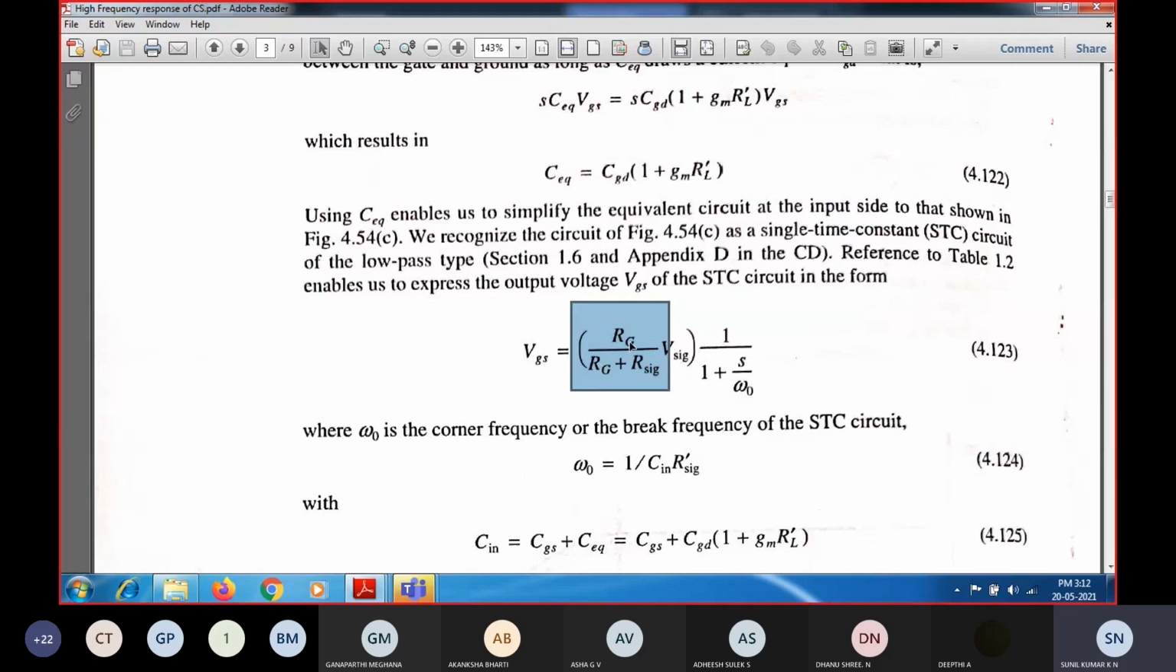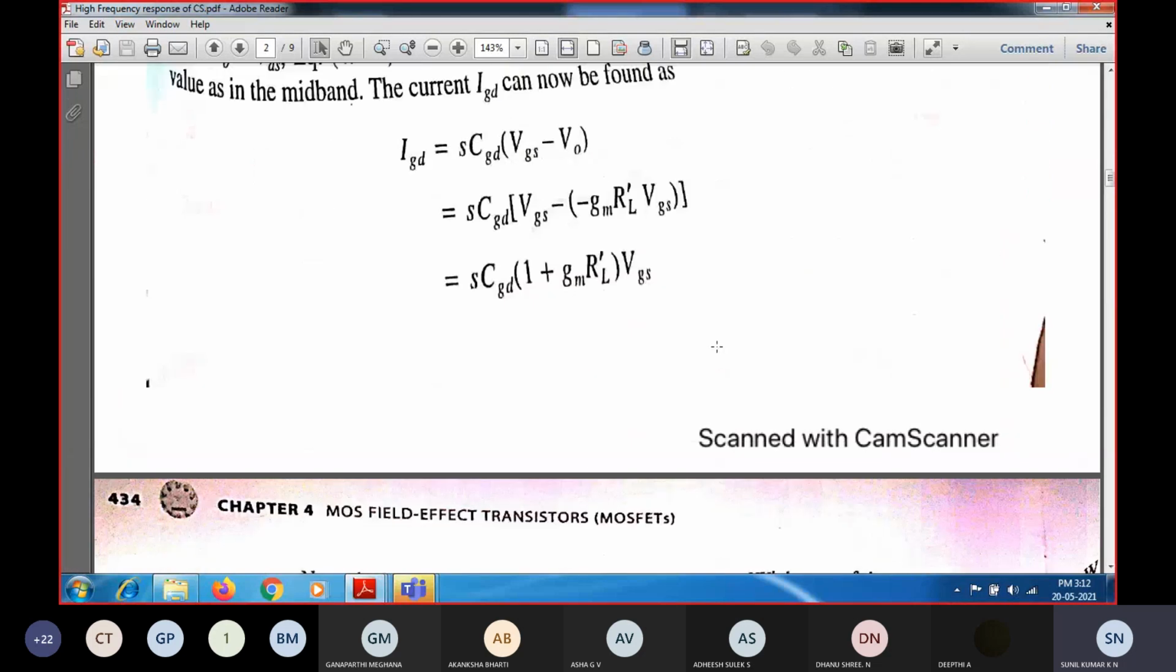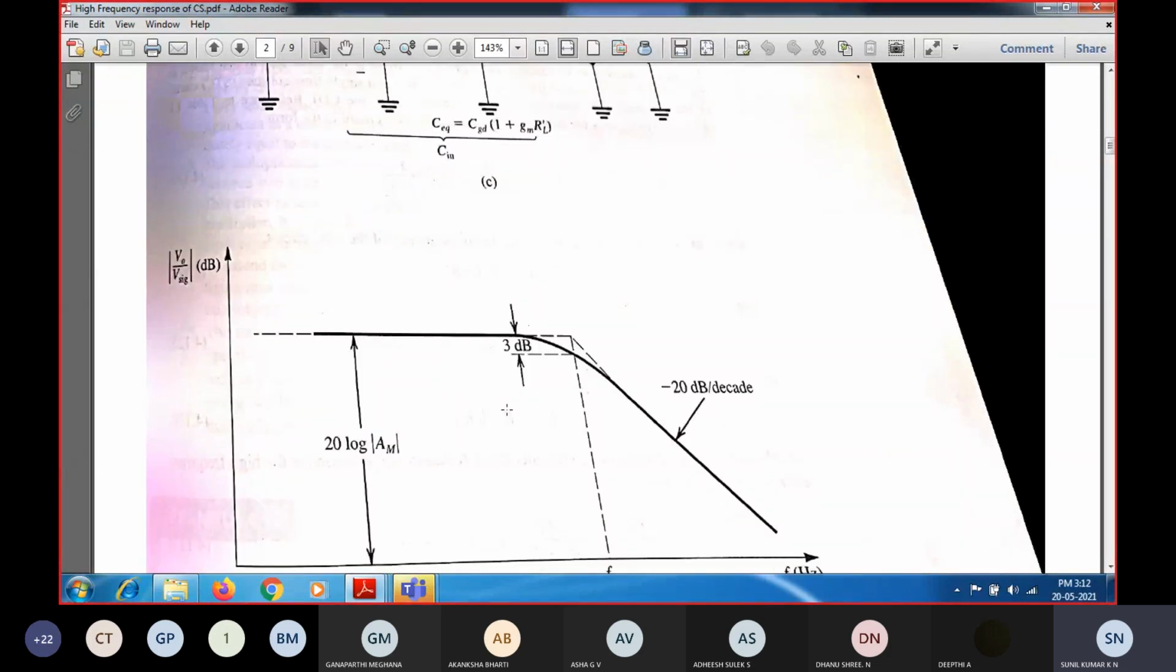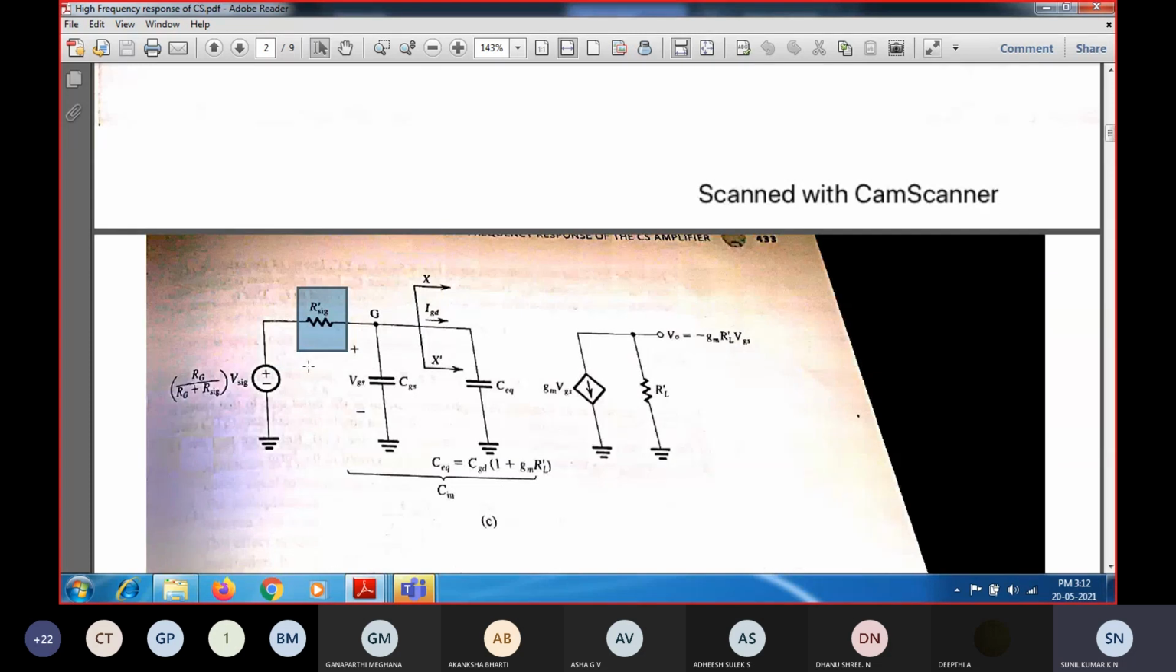So V signal into RG divided by RG plus R signal. So this is nothing but input voltage VGS into 1 over 1 plus S by omega naught. So this is nothing but low pass frequency type, because if we look at the single time constant network, we'll be having one R resistance component and two capacitance components. So I can make it into a single capacitor component. If I make a single capacitor component, I will be having an R and C combination, which is of low frequency type, low pass type network.